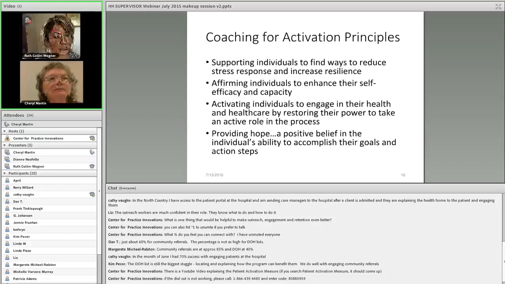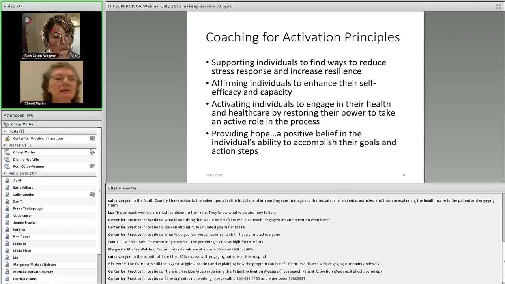So let's move on. Supporting them with ways to reduce their stress response and increase their resilience. With the population we serve, with multiple health problems and social problems, many of them who come to us in health homes have very strong histories of trauma. And folks with trauma have a very strong stress response, and rightfully so. They've survived, and that's amazing in itself. But it's learning how to cope with that overactive stress response and build the resilience that will really help them in their overall health care.